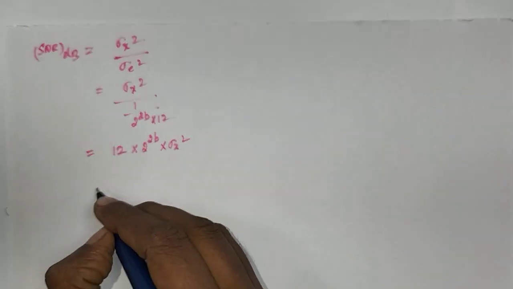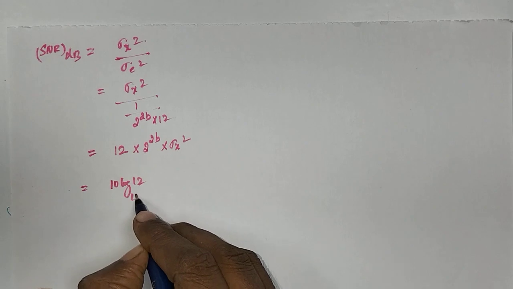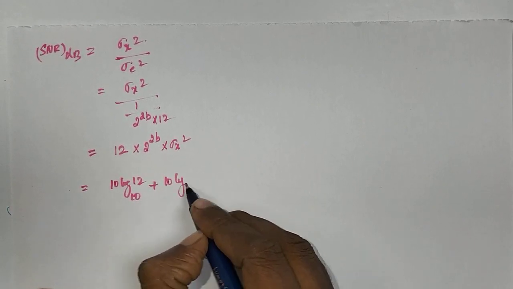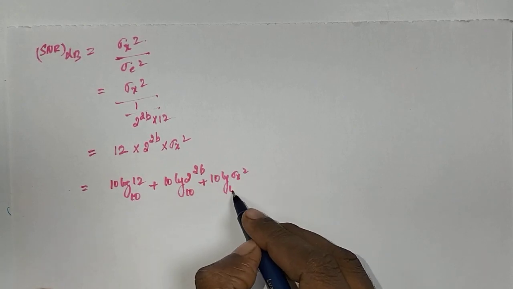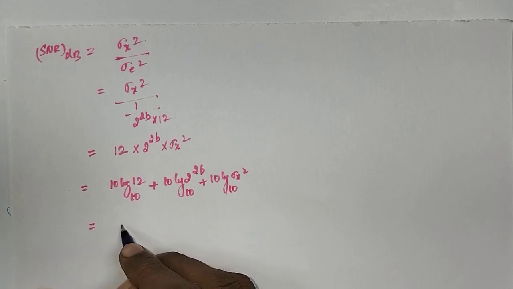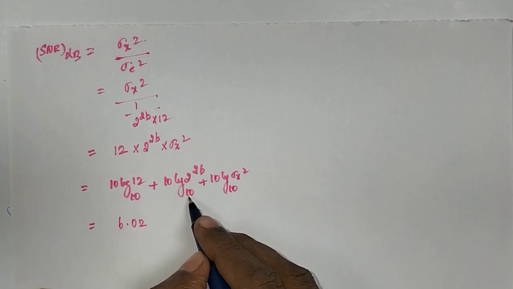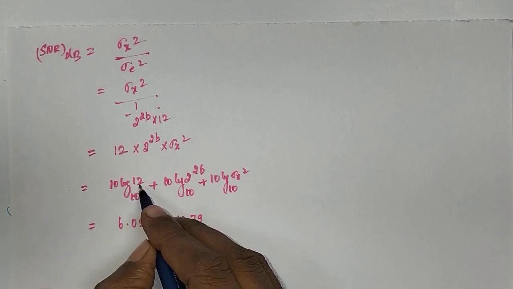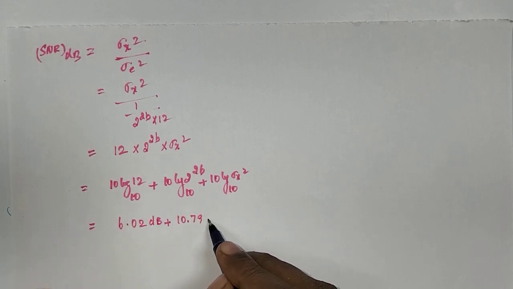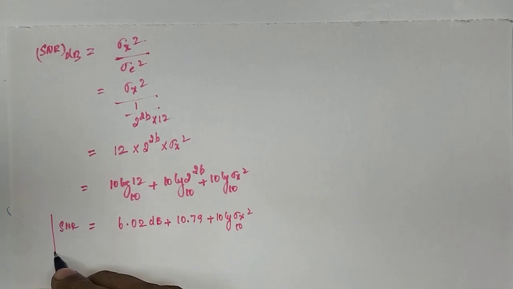So in terms of dB, that is 10 into log 12 base 10 plus 10 into log 2 power 2b base 10 plus 10 into log sigma x square base 10. It is equal to 6.0 dB, that is 10 into log 2 power 2b base 10, plus 10.79, that is the logarithmic value of 12 multiplied by 10, plus 10 into log sigma x square. So this is one of the university questions.